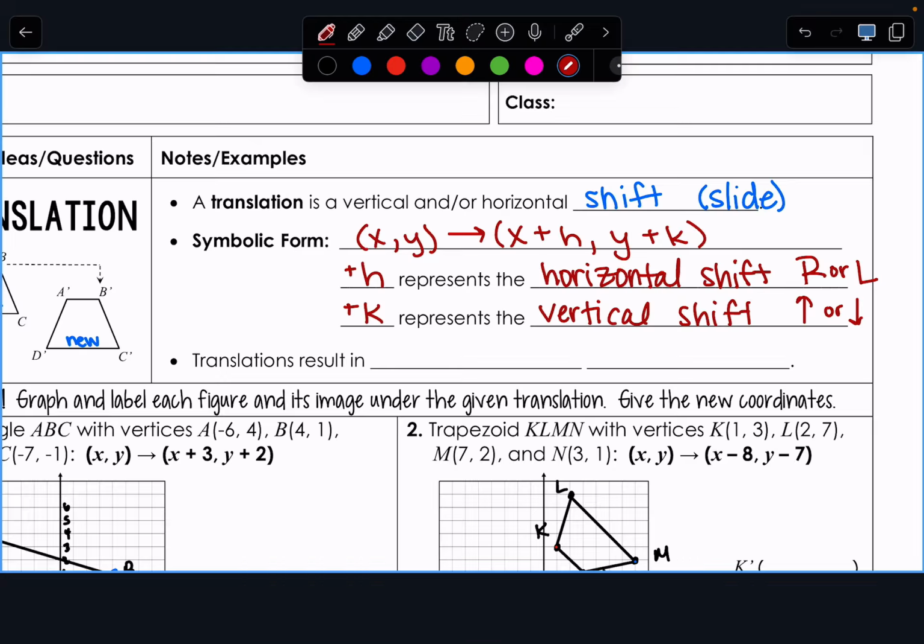Now, somebody already said, oh, it's still the same size and shape. So when we do a translation, we are still going to have the same size and shape, which means our result is congruent to our original shape. And that's why we talked about congruent figures on Thursday.